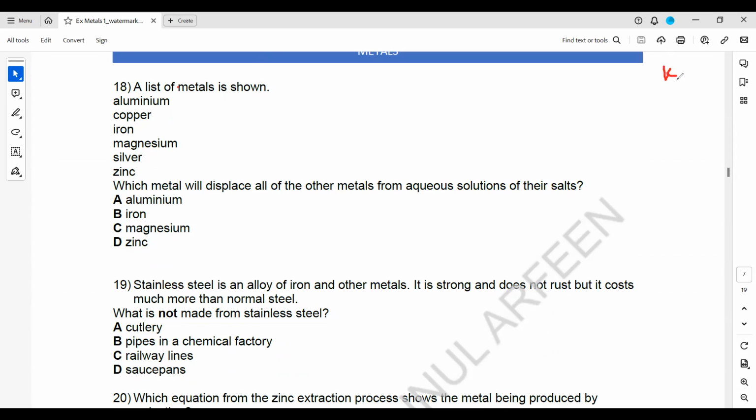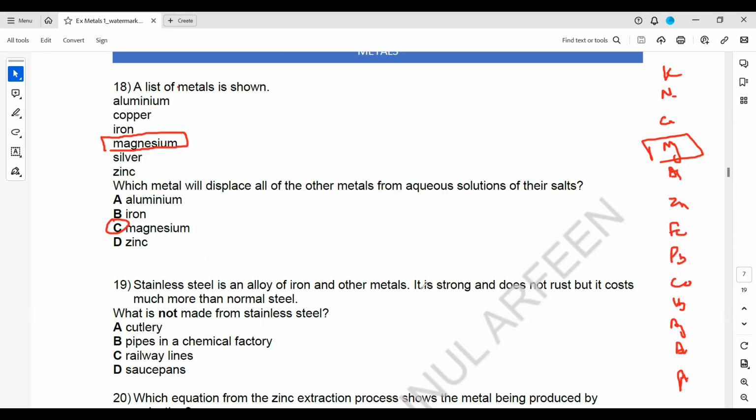So we have the reactivity series: potassium, sodium, calcium, magnesium, aluminium, zinc, iron, lead, copper, mercury, silver, gold, and platinum. So which is the most reactive in this one? That is magnesium. You can see the top. There's no calcium given. So magnesium is there. So magnesium will displace all of them.